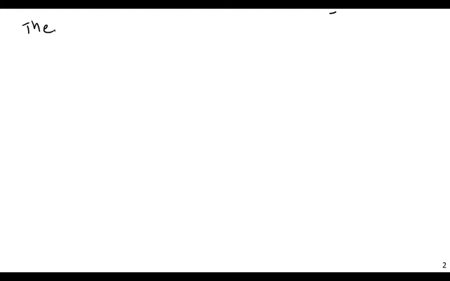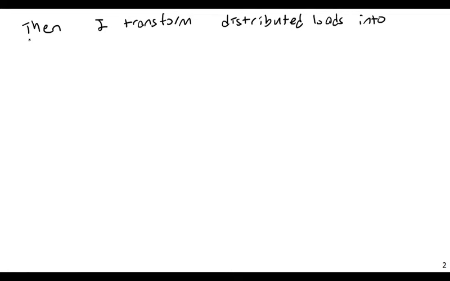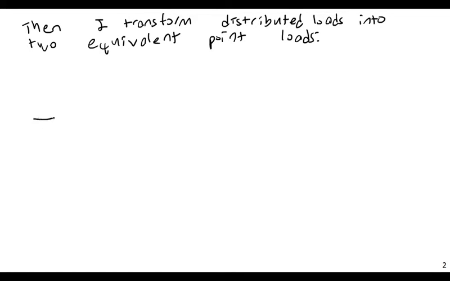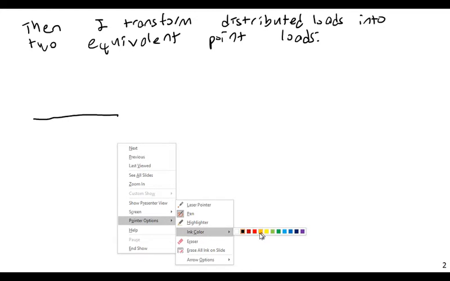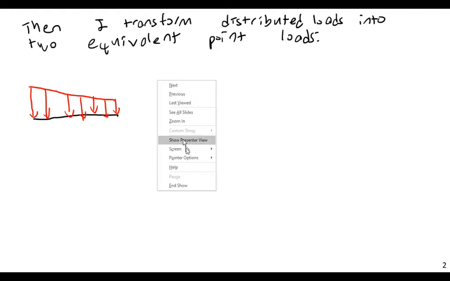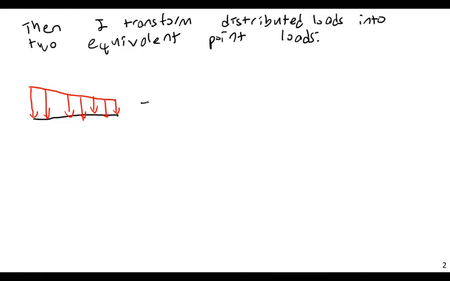So then I transform the two distributed loads into two equivalent point loads. This is definitely a review from statics, but I don't mind reviewing. I have this trapezoidal load here, and fundamentally this is a summation of a rectangular and a triangular load.